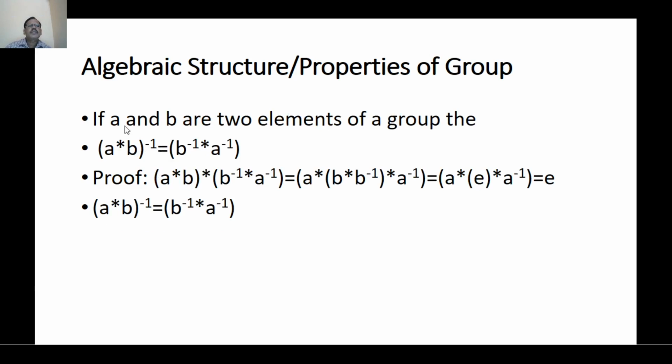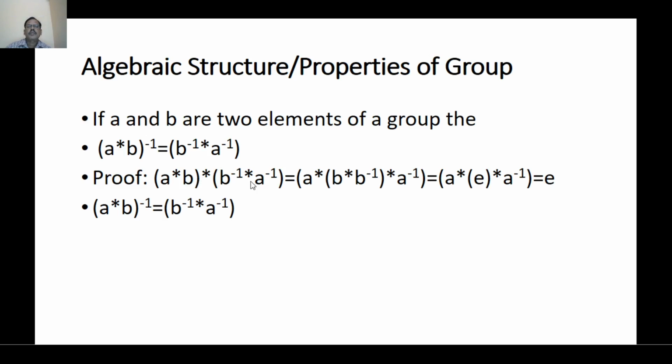Next property: if A and B are two elements of a group G, then (A star B) inverse is equal to B inverse star A inverse. This is very important. For this, you take A star B star B inverse star A inverse.